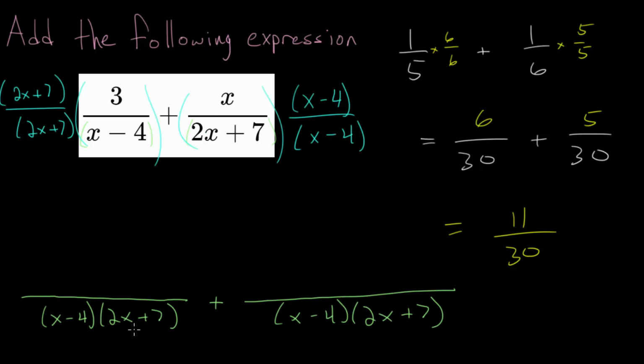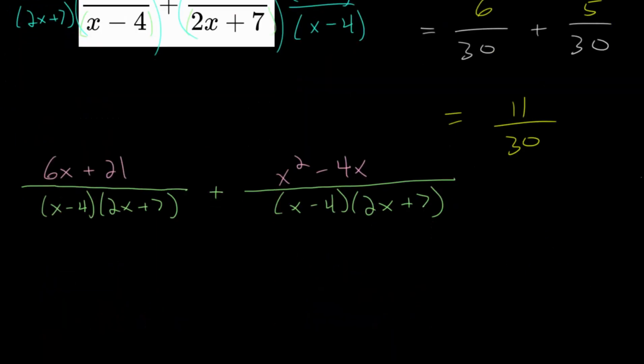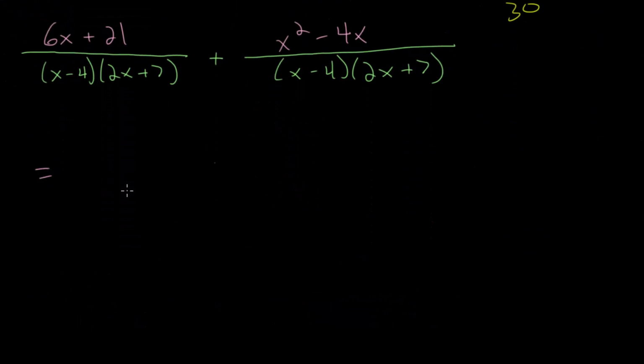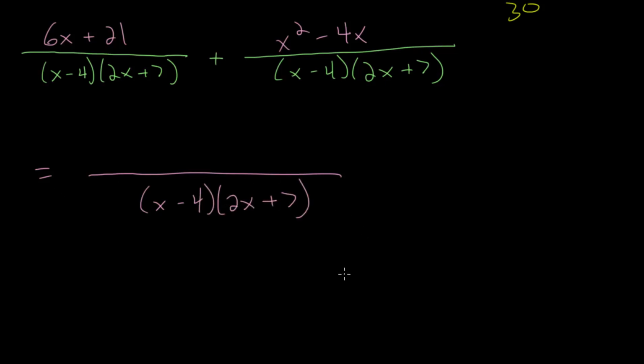But it allows us to rewrite both of these fractions with that same denominator, this 2x plus 7 times x minus 4. And at this point, we can just simplify everything. We have 3 multiplied by 2x plus 7, so we will distribute that. We get 6x plus 21. And over here, we'll distribute this x to each. We get x squared minus 4x. And now that they have the same denominator, we can actually add these together, so that our new denominator is just x minus 4 times 2x plus 7. And if you want, you can multiply that out.